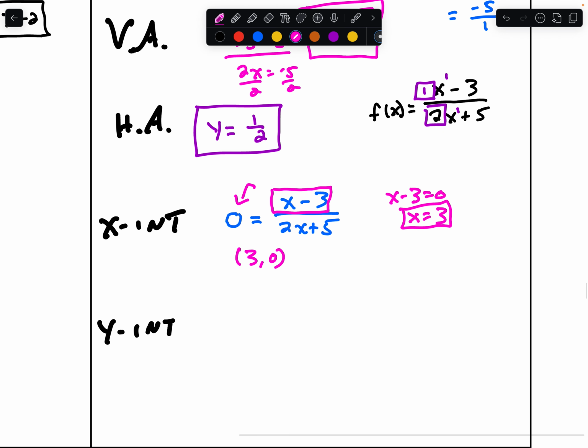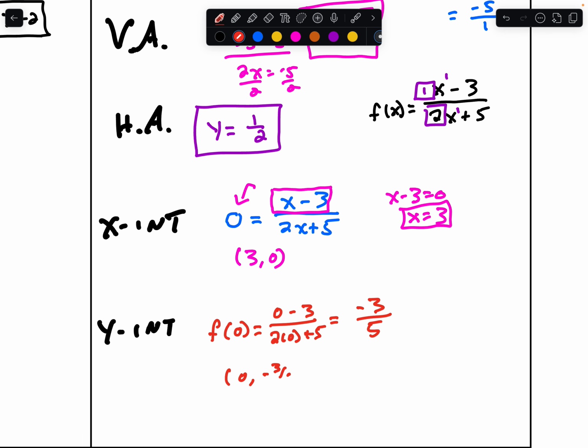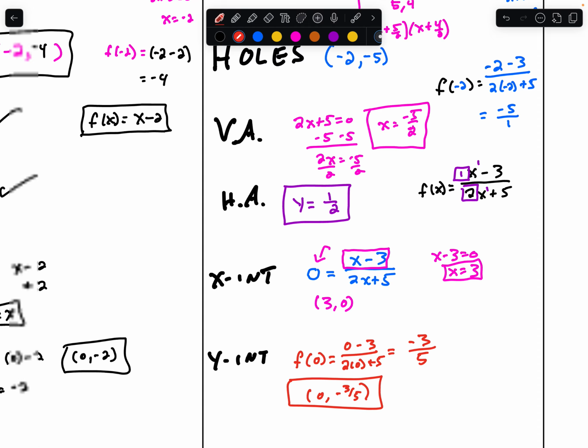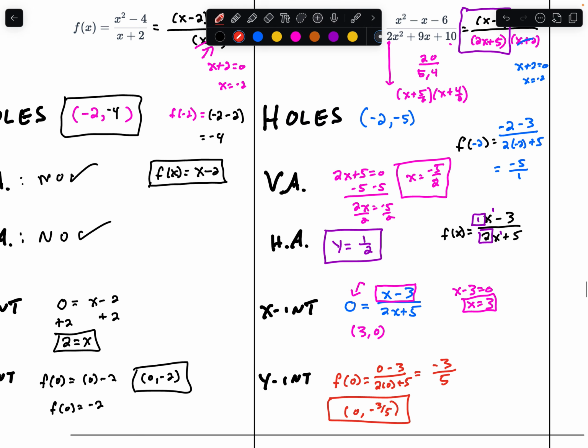And then the last one is the y-intercept, right? And remember, the y-intercept is just if I'm plugging in 0 for x, right? So I would get 0 minus 3 on the top, and then 2 times 0 plus 5 on the bottom, which would simplify into -3 on the top, and then 5 on the bottom. So I'll get 0, -3/5 as our y-intercept, okay? And as you can see, there's a lot going on here, but the math is really simple, right? There's just a lot going on here, okay?